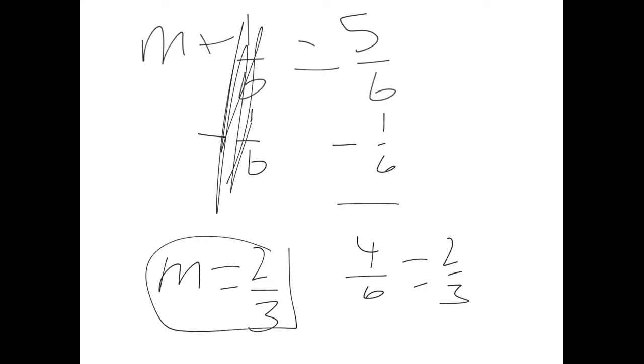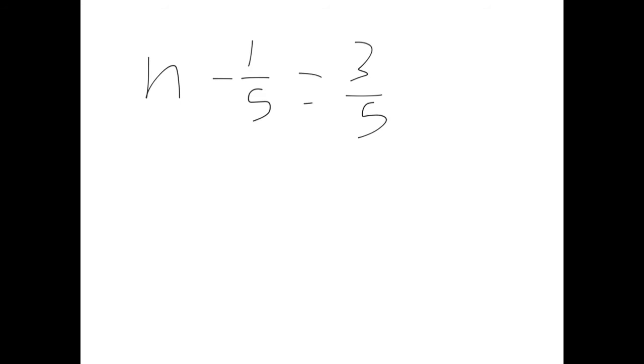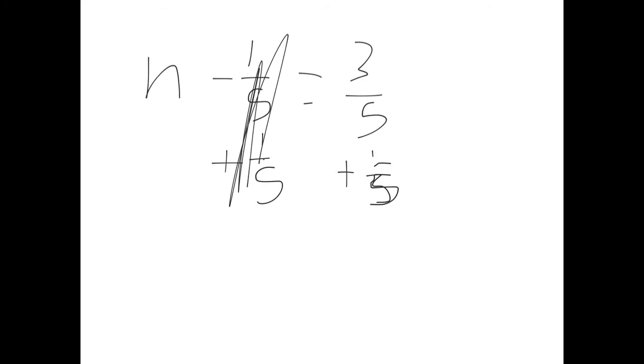Hope that helps you. Okay, so now we're going to be subtracting. So that's going to do another inverse operation. So you see how we have 1/5, you're going to want to do plus 1/5, and then plus 1/5 again. Now these cancel each other out. So 3/5 plus 1/5 is 4/5. So you have 4/5, so n equals 4/5.